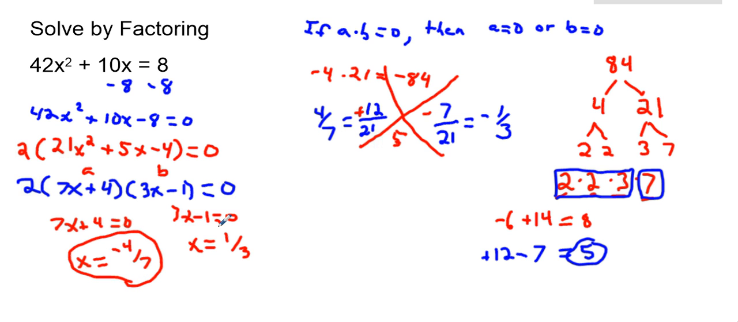I know I rushed through the last solving part rather quickly, but that's stuff we need to know. The main focus was, how do I arrive at these two factors, 12 and negative 7? And again, that was using our factor tree, breaking it down to its products of primes and grouping the different factors until I found two that added up to 5.